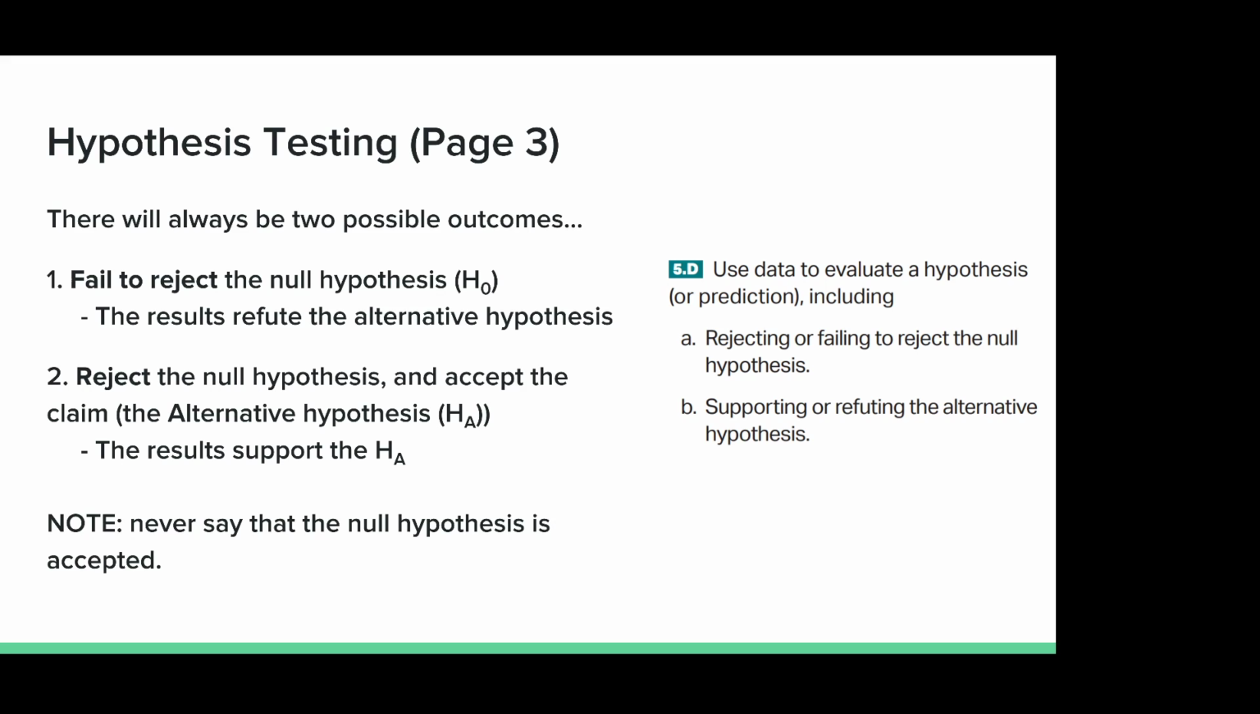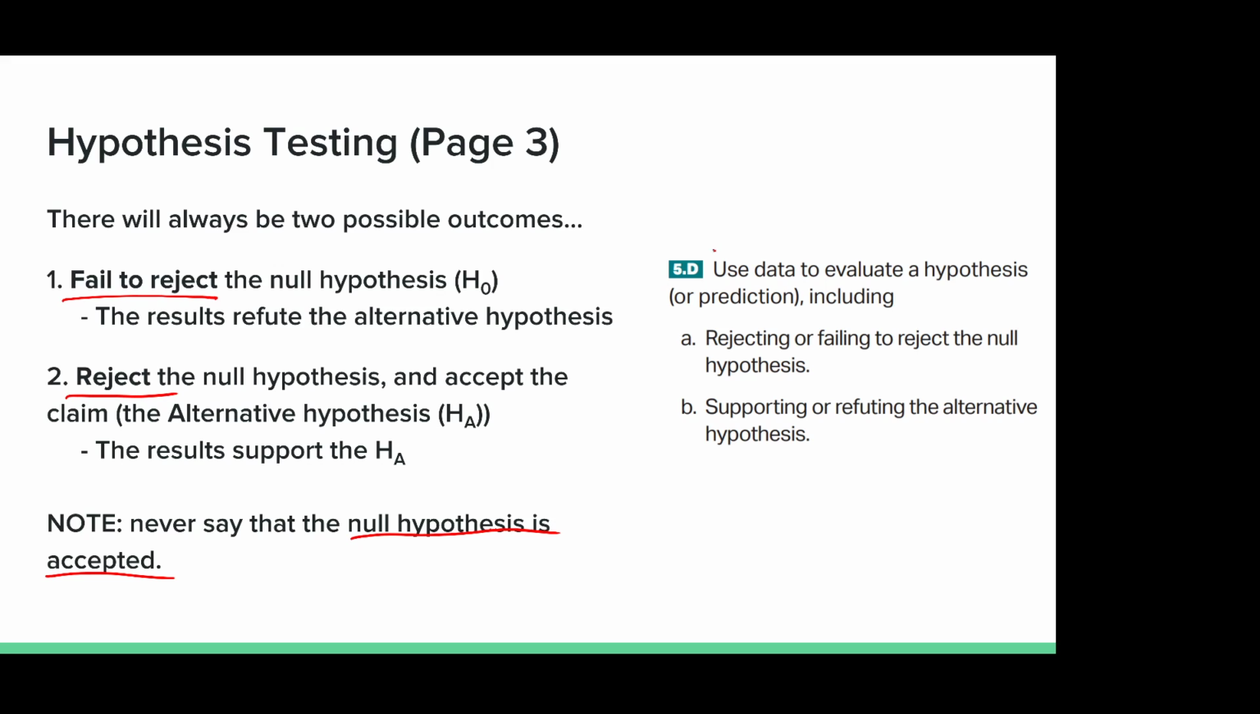If you fail to reject the null hypothesis, then those results, the results that prevented you from rejecting the null hypothesis, refute the alternative hypothesis. If your data does allow you to reject the null hypothesis, then you can accept the claim, which means that the results support the alternative hypothesis. Never say that the null hypothesis is accepted. See, I tried to even kind of whisper it there so that you wouldn't even hear it. But again, for the null hypothesis, you can fail to reject or you can reject.